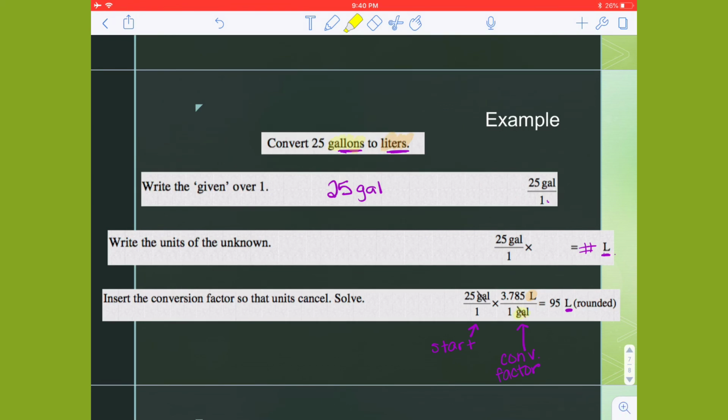And the reason why I want that in the bottom is you see I have gallons here, because it's on the bottom and it's on the top, they cancel each other out so that I can then multiply across 25 times 3.785 and I get 95, and the only units left are liters.